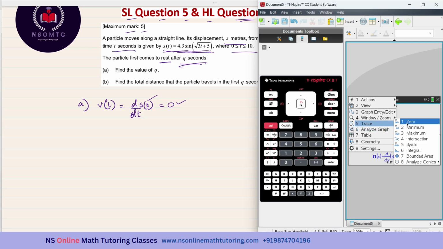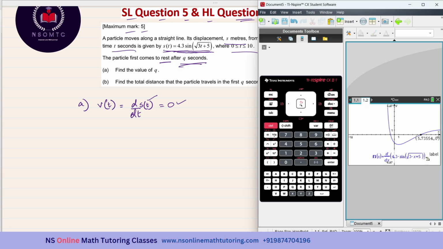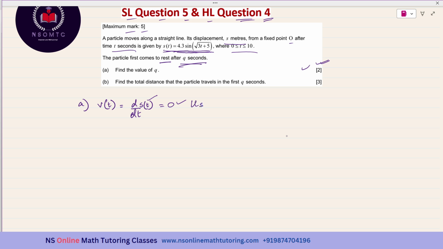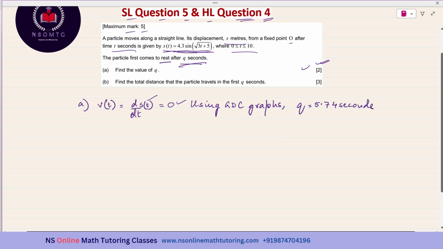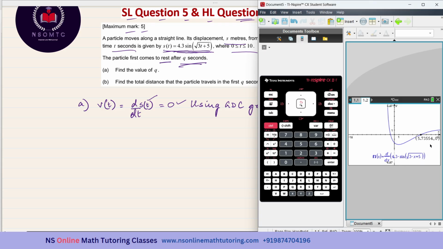So I go to analyze graph and 0. I'll be taking this one. It is 5.73554. So up to 3 significant figures, it is 5.74 seconds. Okay. So I can write, using GDC graphs, Q is equal to 5.74 seconds. Let me once more check it. Yes, it is 5.74 seconds. Okay.